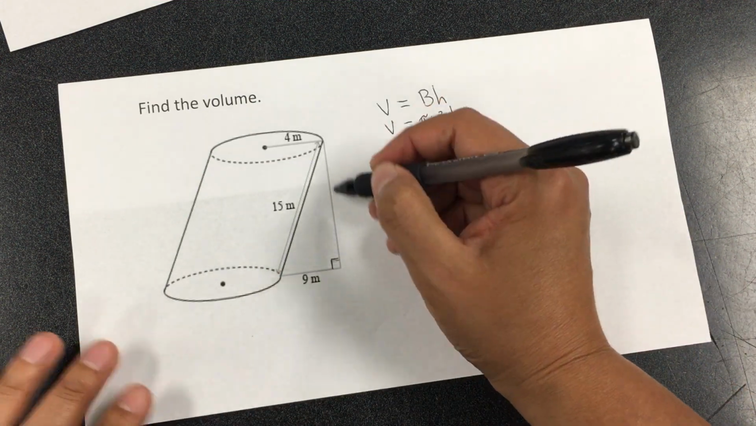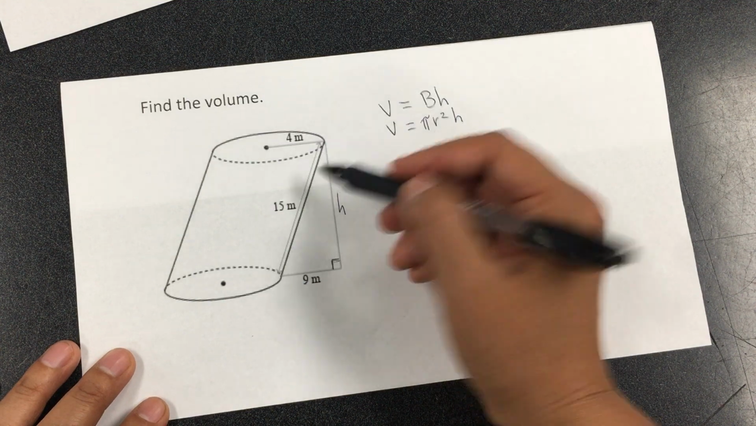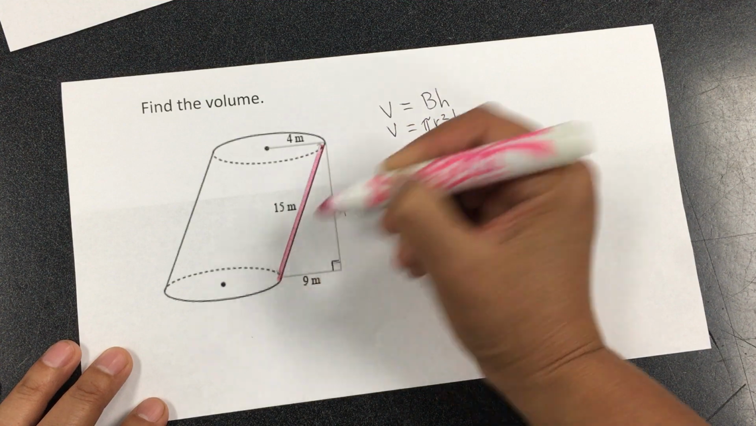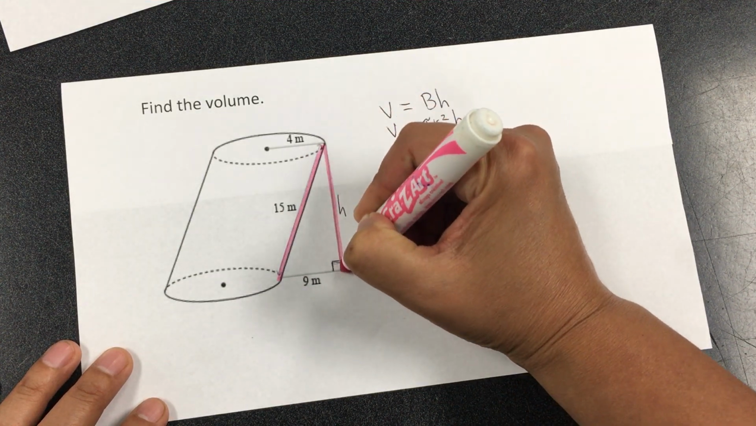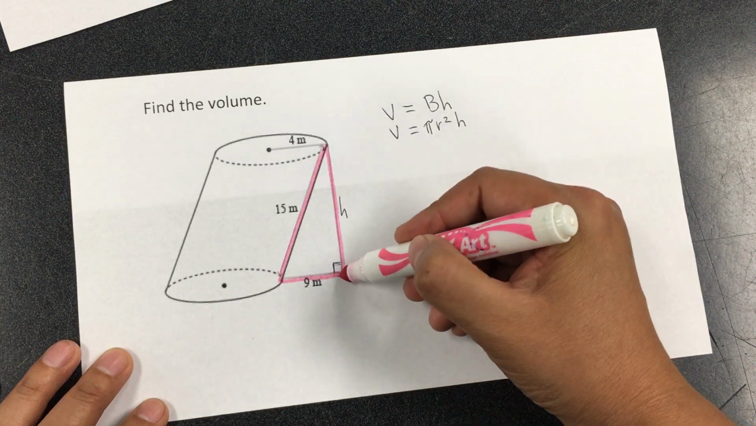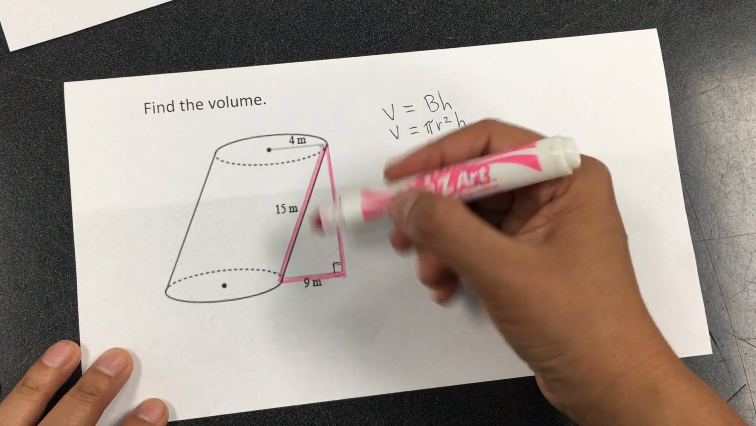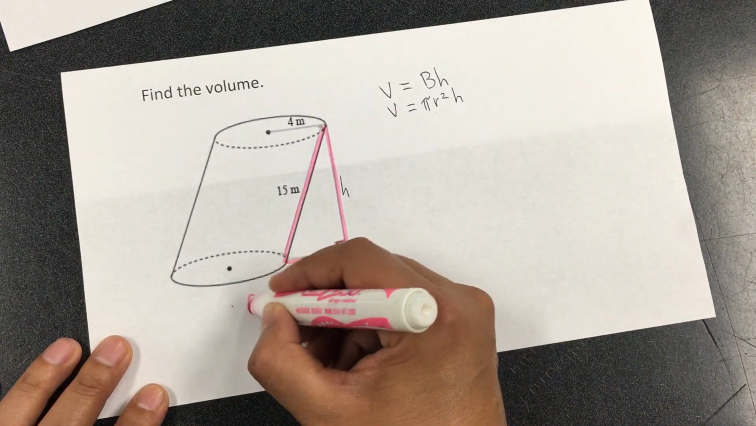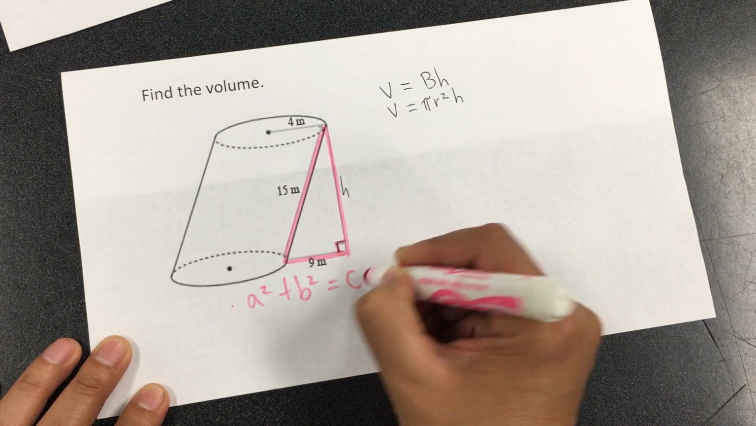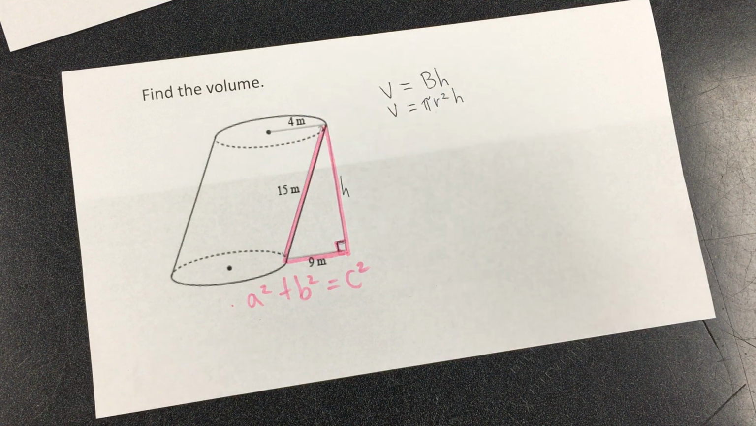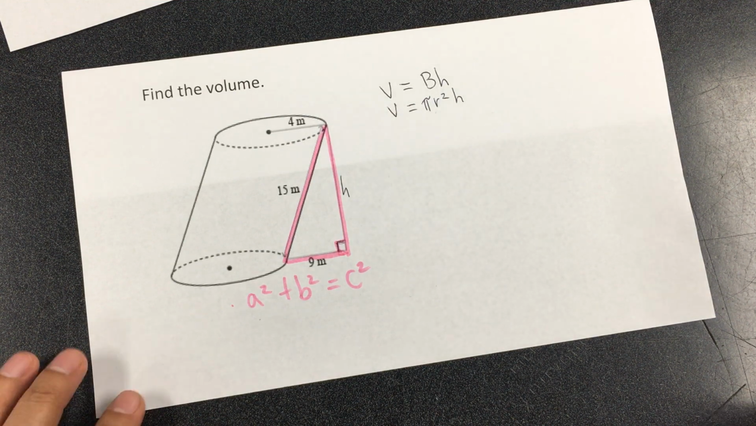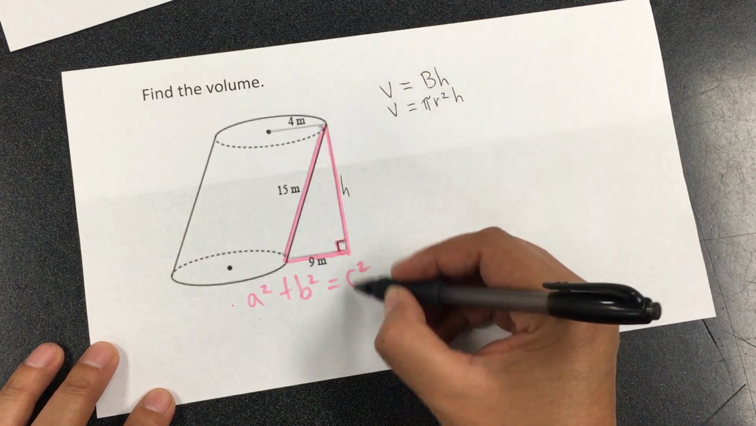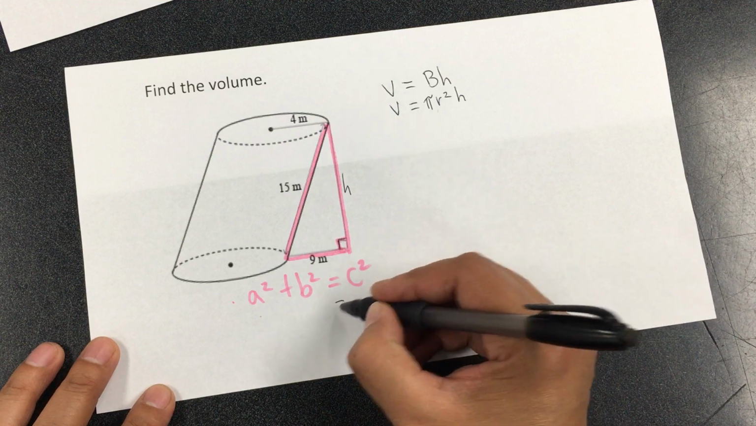So how do I find that height? Well, if you recall from previous lessons, this is going to be my hypotenuse. This is the height, and this is, or actually we know them as long leg and short leg, and the hypotenuse in a right triangle. So we have a squared plus b squared equals c squared, which is the Pythagorean theorem. Remember that the hypotenuse is always the longest side, and that's always the letter c.